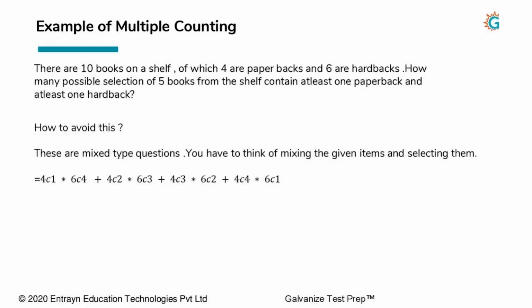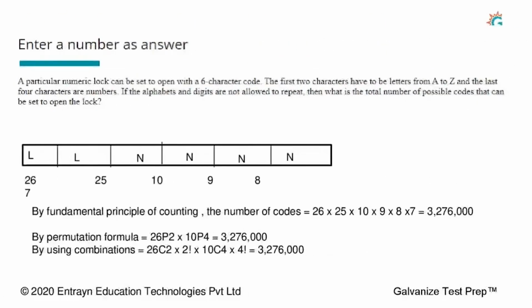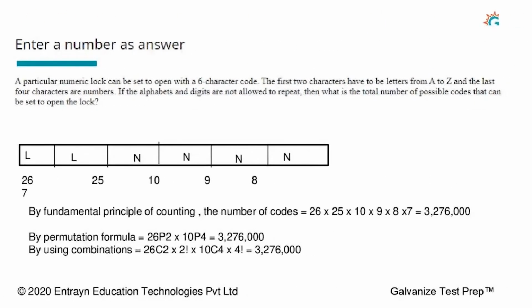Okay. So moving on to the problem. I hope you're all ready. The first problem is here on the screen. Let me move on with the answer. Okay. So a particular numeric lock can be set to open with a 6-character code. Yeah, Divya is right. I think Dhruva also got the right answer. The first 2 characters have to be letters, and the last 4 have to be digits, that is the numbers that's given to you. Now, I think there is a format mismatch here.